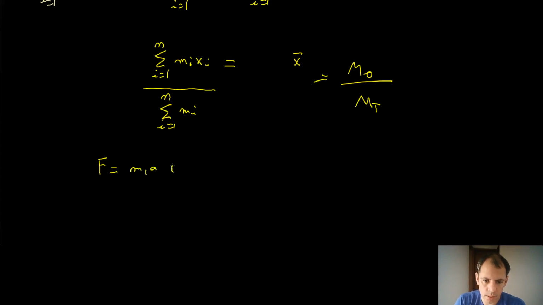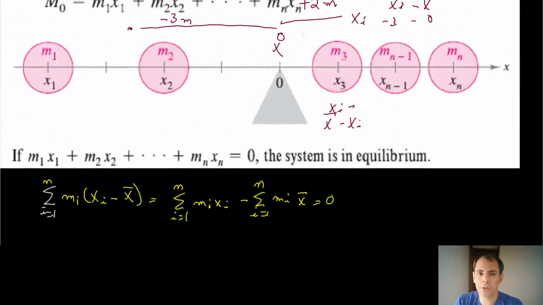You're going to have m1 times a plus m2 times a plus, right? And you keep going, mn times a. So this is going to be the total force. So the force equals the entire mass, I'm going to say mass total, times the acceleration. Okay, now if we're applying force, you've got a torque.